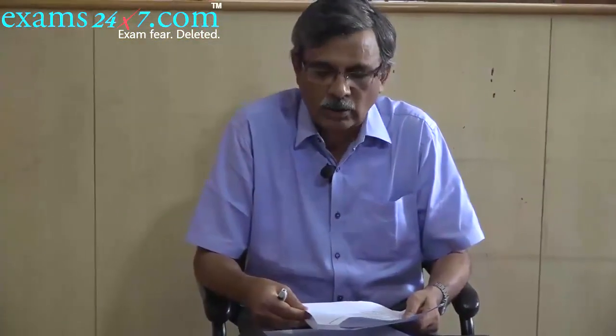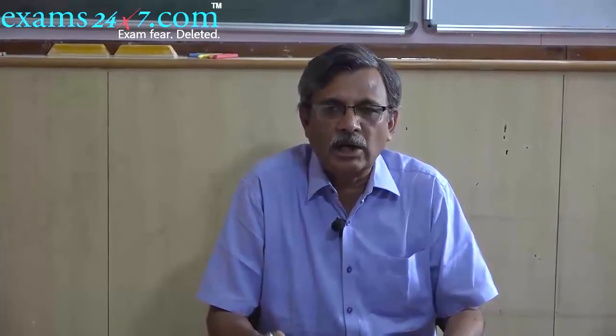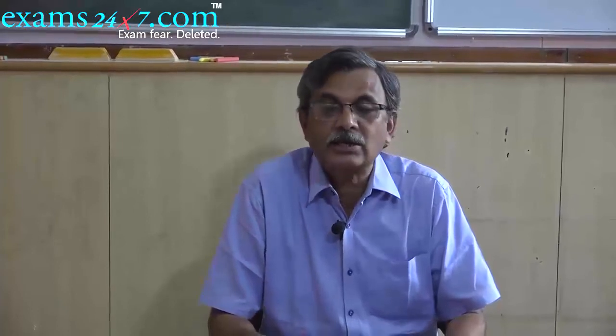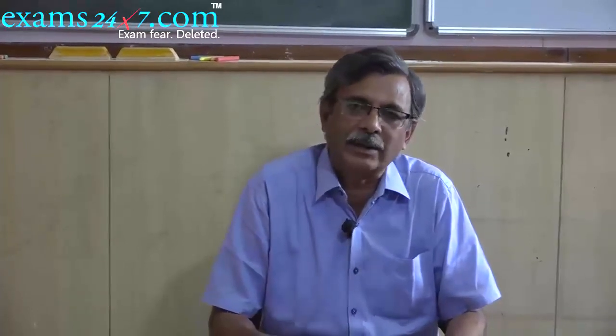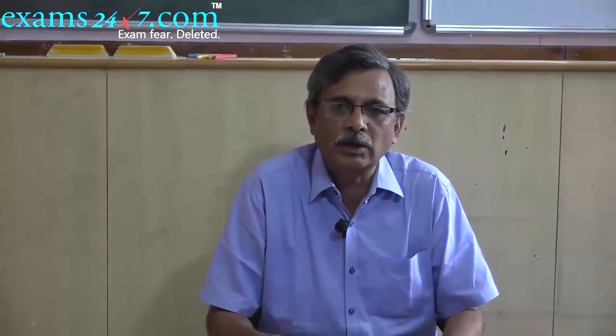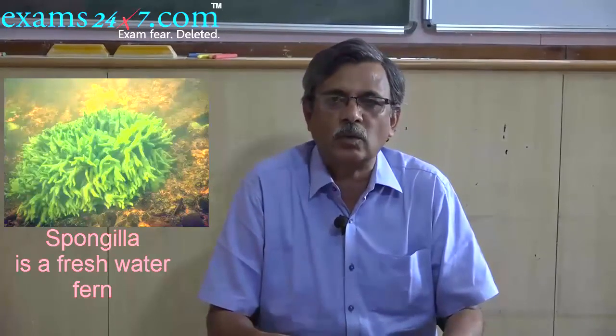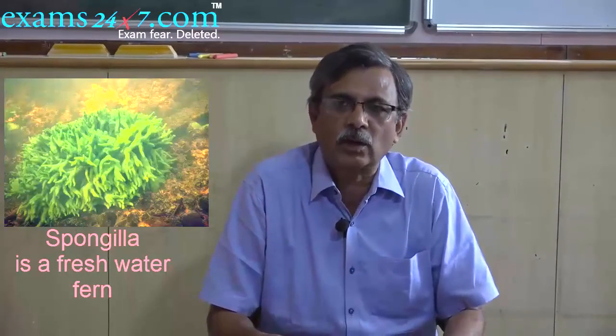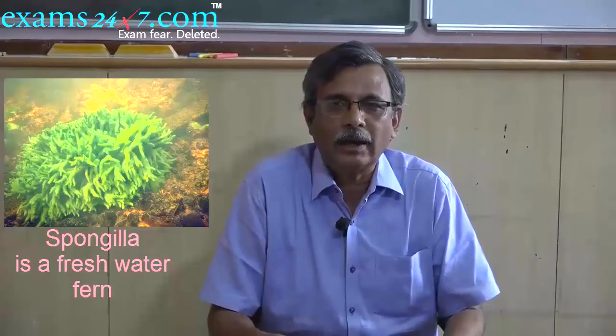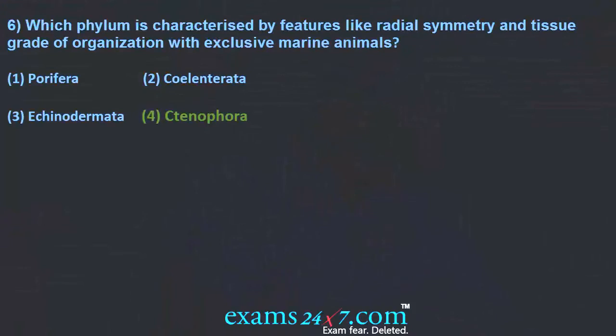Next it says tissue grade of organization. The moment we say tissue grade, it must be within Porifera, Coelenterata and Ctenophora. We are going to eliminate echinoderms. Then it says exclusively marine forms or marine animals. When you talk sponges, we have both freshwater and marine. I hope all of you remember, Spongilla is a freshwater form. In coelenterates, we have freshwater forms and marine. We remember Hydra as a freshwater form. And then the answer is ctenophores. So, when you look into the options, option 4 is the answer.